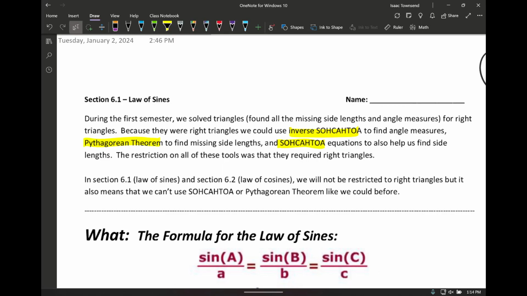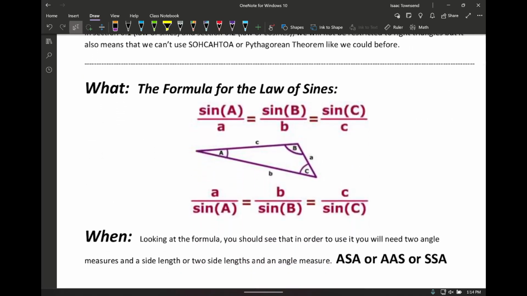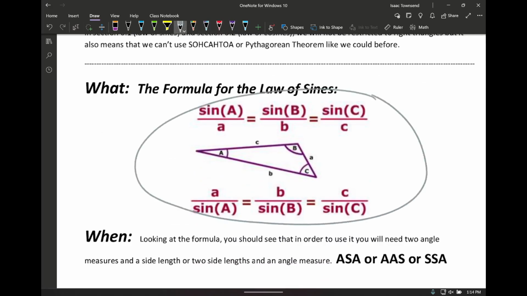Law of sines and law of cosines will work on what's called oblique triangles. Oblique just means triangles that are not necessarily right triangles. So this is the formula for law of sines.